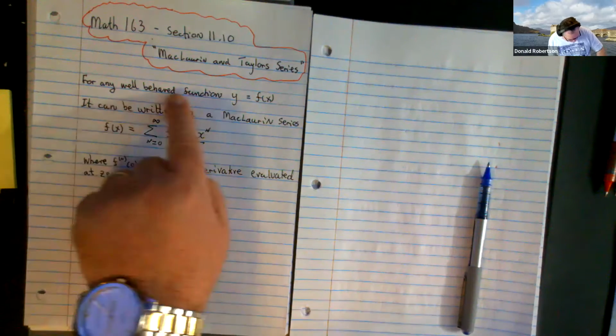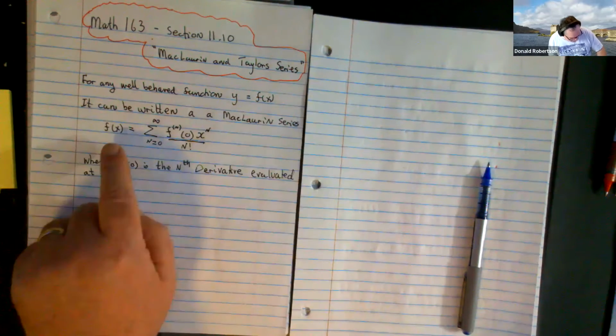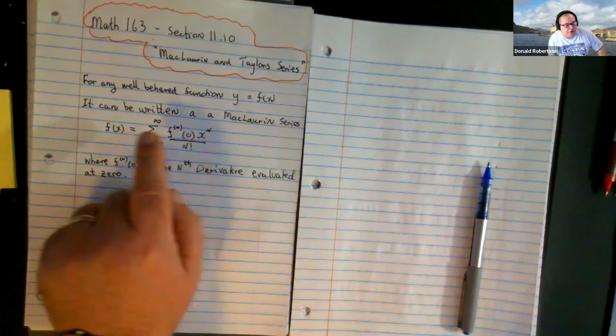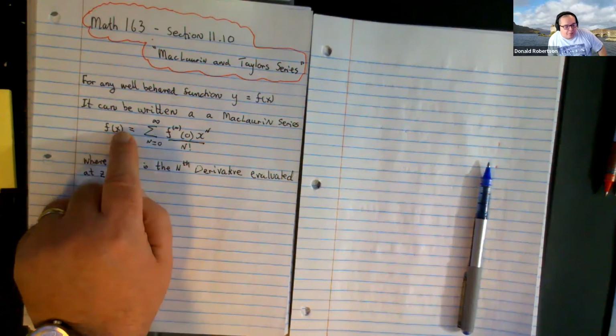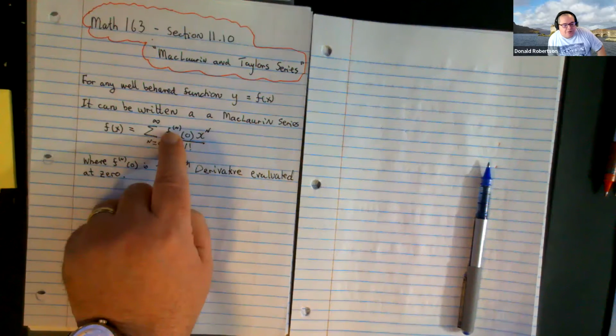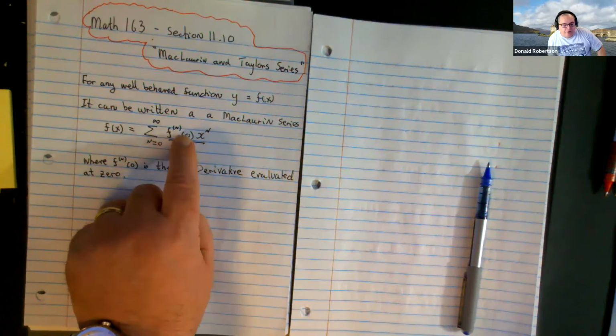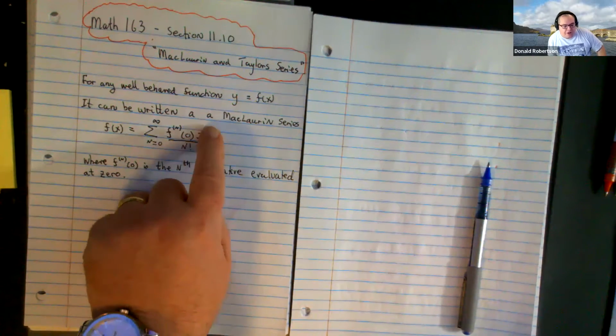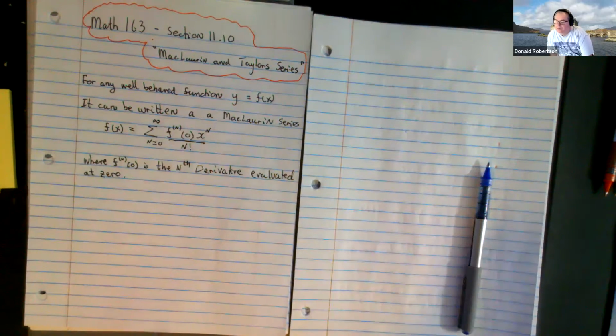Any well-behaved function f of x can be written as a Maclaurin series. And so f of x will be written as a series from n equals 0 to infinity of the nth derivative evaluated at 0, x to the n over n factorial.